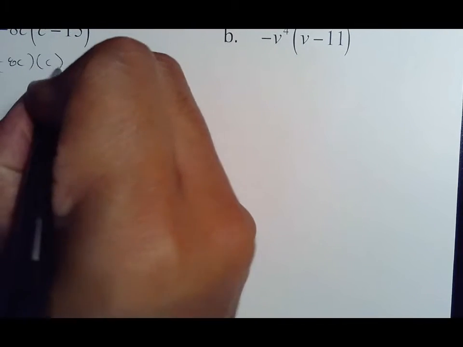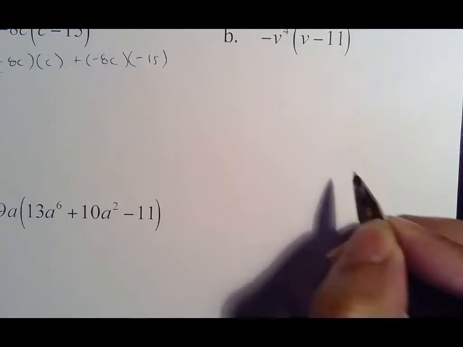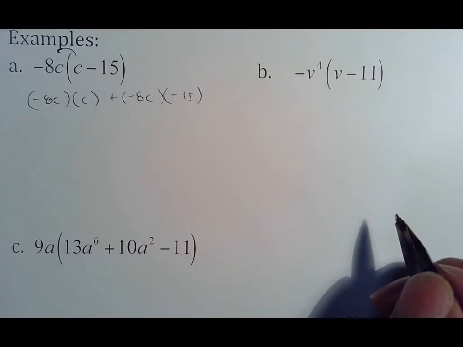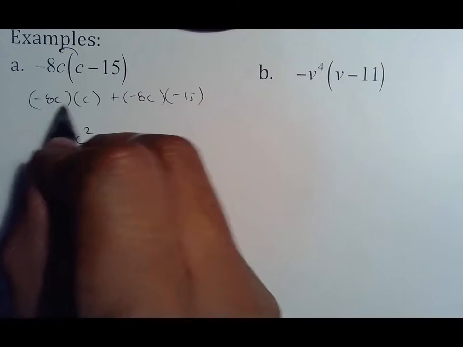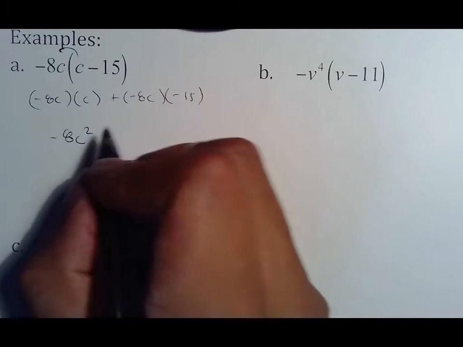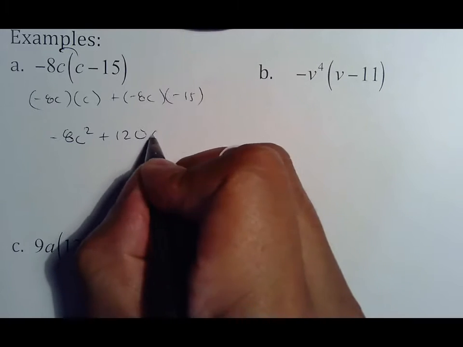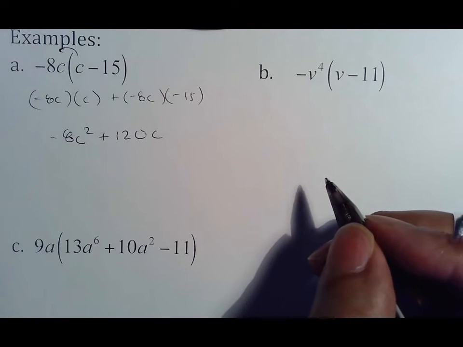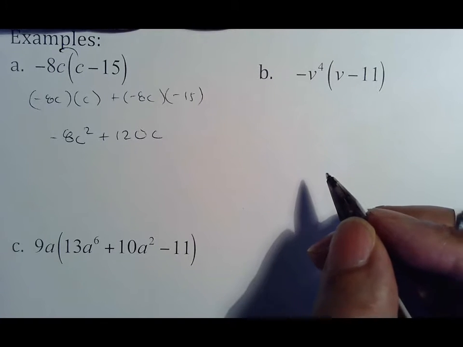-8c meets c and -8c meets -15. Sorry, that's not in the paper. Which makes -8c squared, because there's 2 squares. 15 times 8 is 80 plus 40, which is 120. Make sure you understand both of those are negative with just a c. So that would be your answer. Just take your time. Make sure you get that down.